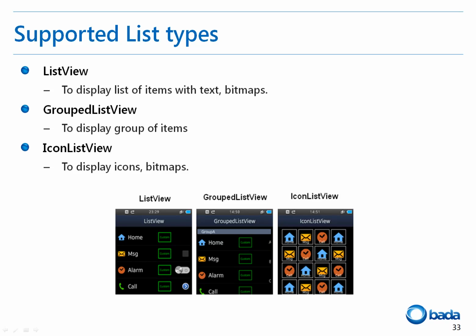An icon list view is used to display a list of bitmap images and icons. It can be of different styles with a vertical or horizontal scrollable facility, and its items are capable of generating UI events, such as selected, checked, unchecked, etc.